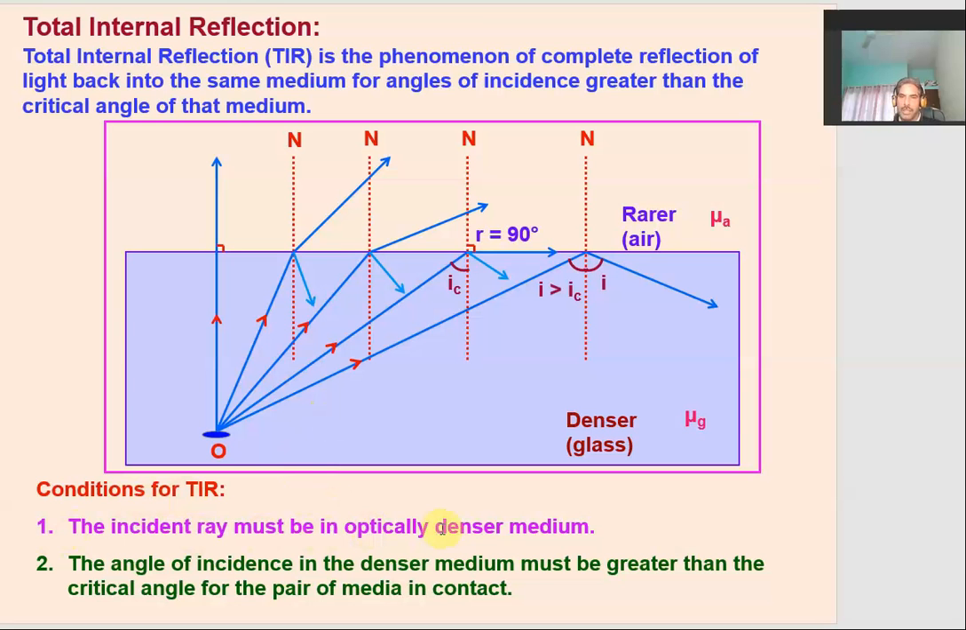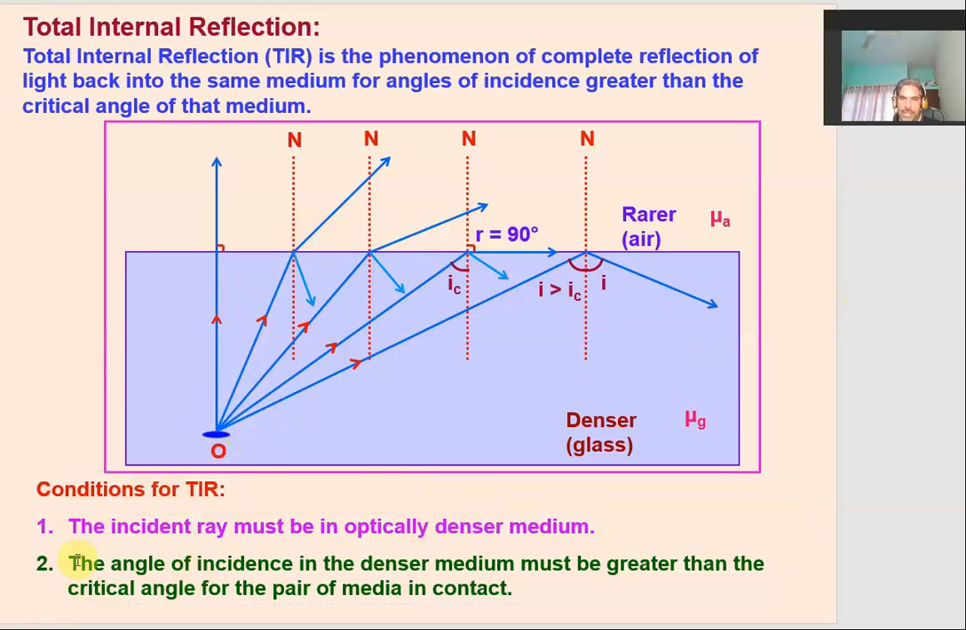in an optically denser medium, or let me make it simpler, the light ray must be coming from a denser medium and trying to emerge into a rarer medium. Or you can remember it by this: the incident ray must be in the optically denser medium, the medium having the higher refractive index, right? So the first condition is that the light ray should be coming from the denser medium and emerging into a rarer medium. Only then will the phenomenon of total internal reflection happen.